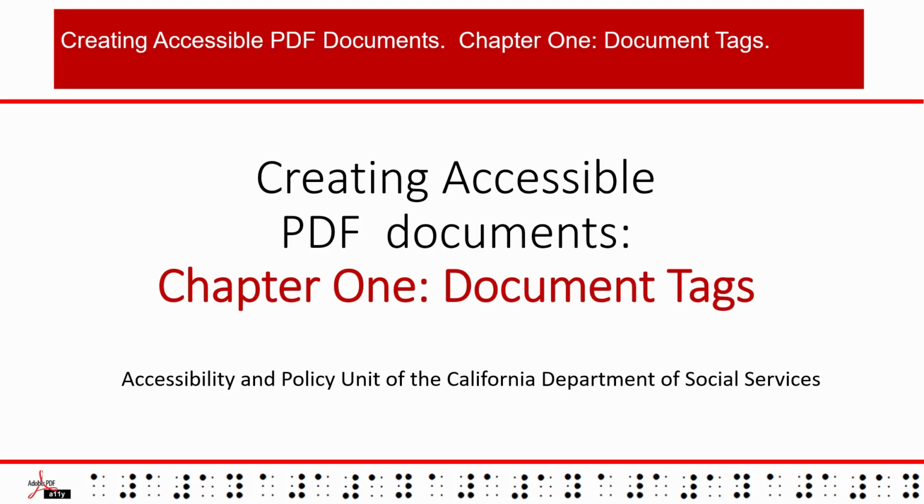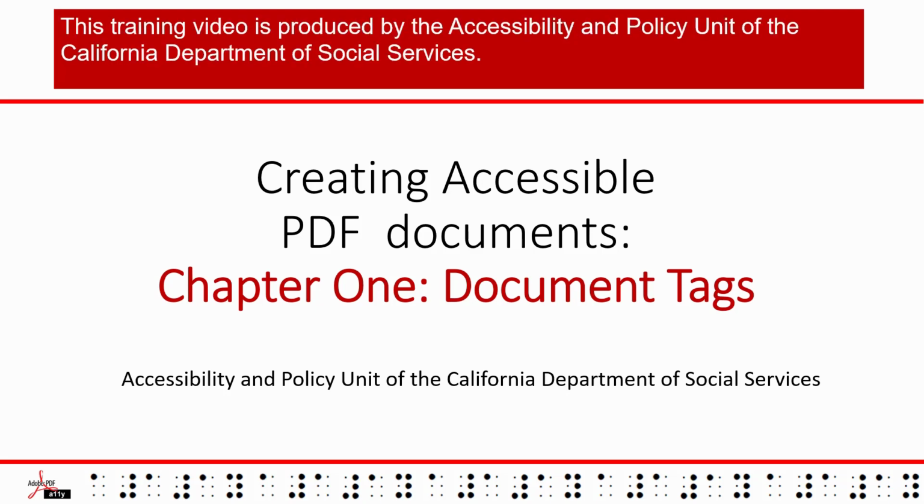Creating Accessible PDF Documents, Chapter 1, Document Tags. This training is produced by the Accessibility and Policy Unit of the California Department of Social Services.